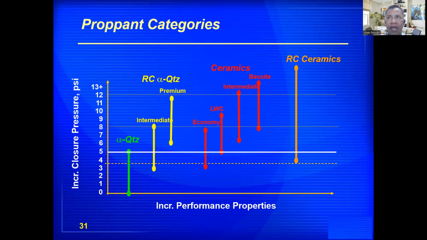Next on the list, we go to the resin-coated alpha quartz. They are intermediate and premium grades, as you can see. Some of the premiums get up to 11 and 12,000 pounds of closure stress, though they are quite a bit more expensive. Then comes the family of ceramics, ranging from the economy lightweight ceramic, to your intermediate, and finally all the way up to bauxite.